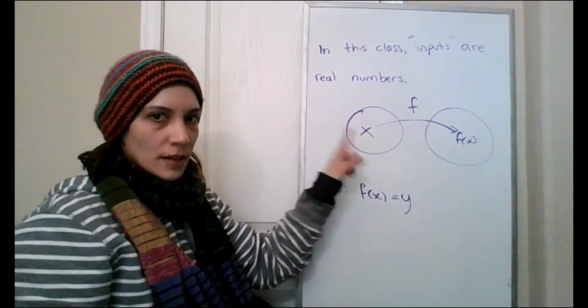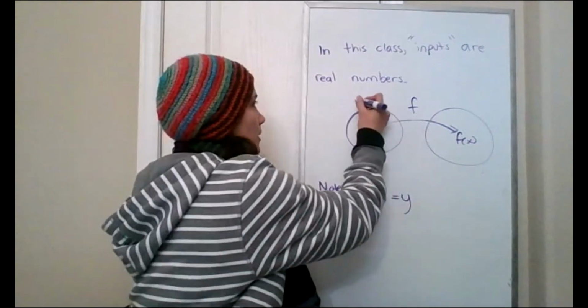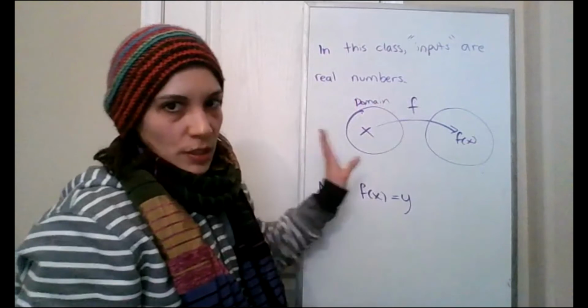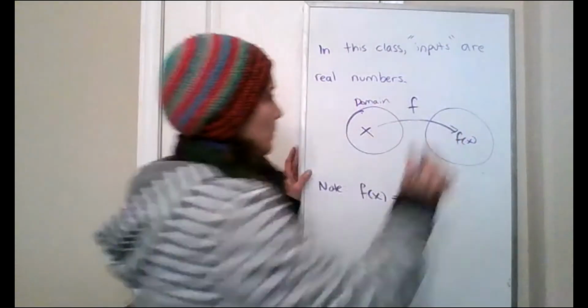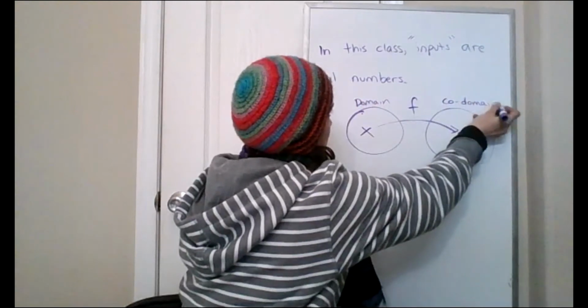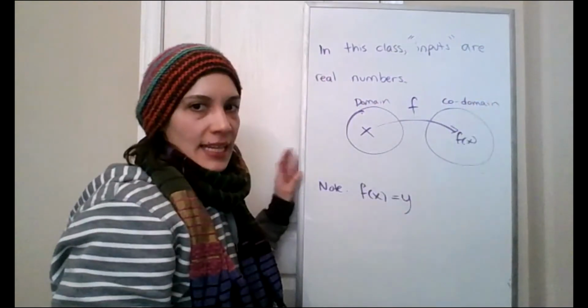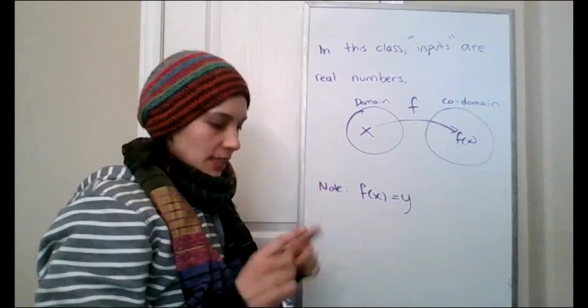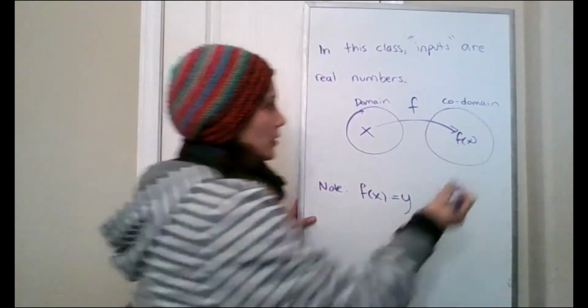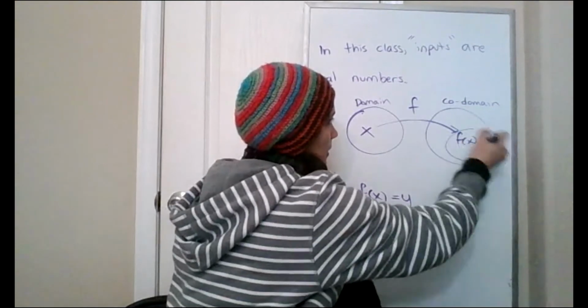You have a domain of inputs, and the place you map to is called the codomain. And then the outputs themselves, the set of outputs, is the range. We're going to write all that up in a second. So let's put this set here, call it range.